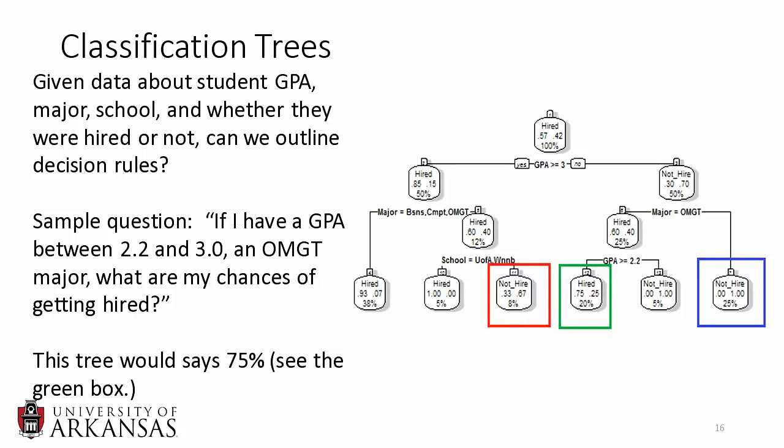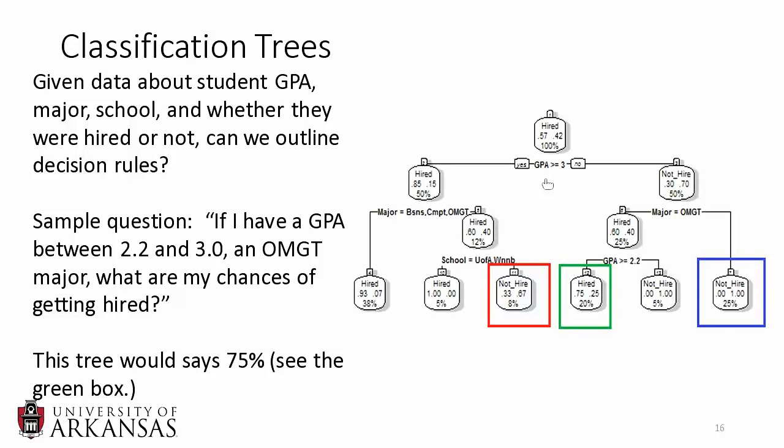A sample question would be, if I have a certain GPA and a certain major, what are my chances of getting hired? This is the kind of tree that the software builds. You can see this root node is everybody here, 100% of our data. Remember how I talked about how it was going through the variables to see what gave you the best split? For this data, the best split was on GPA, in particular whether your GPA was or was not above a 3.0.